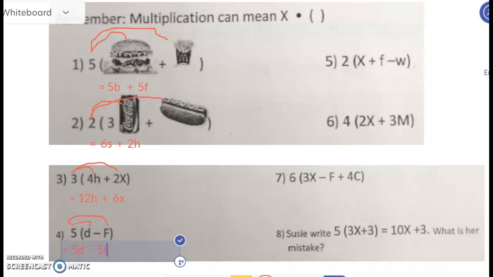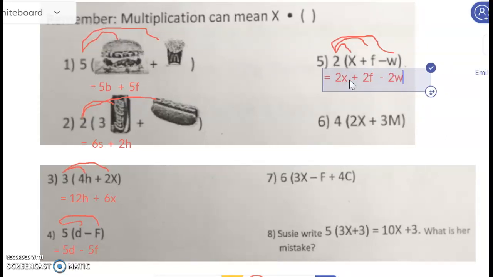All right. So if you take a look at number 5, we are going to do 2 times the quantity of x plus f minus w. So we're going to draw our happy rainbows, which shows us to multiply to everything in the parentheses. So 2 times x is going to give us 2x. We've got a plus sign here. 2 times f is going to give us 2f. And we've got a minus sign here, and 2 times w is 2w.